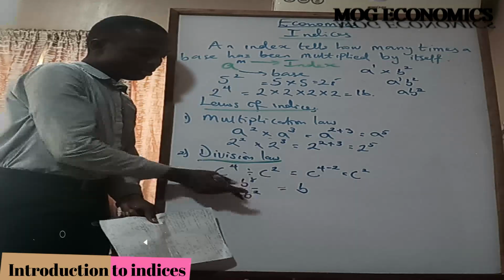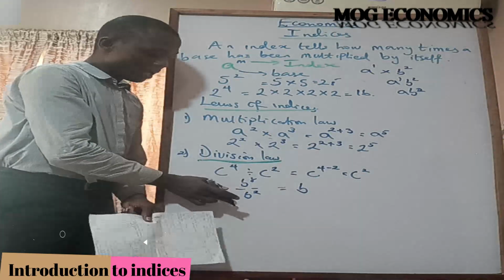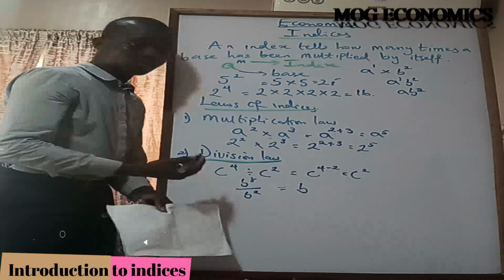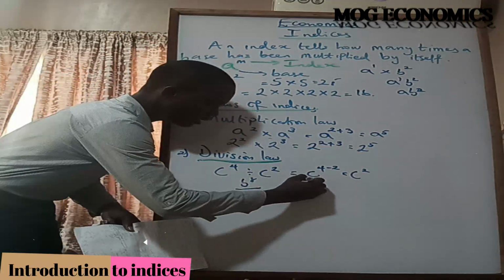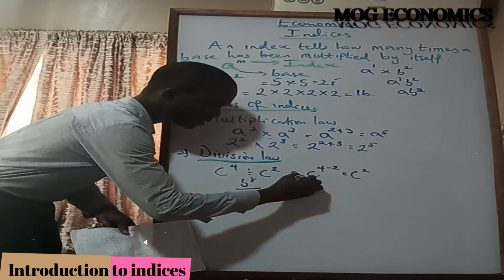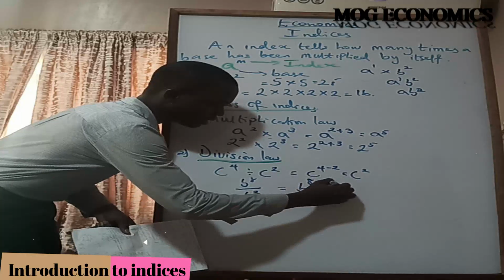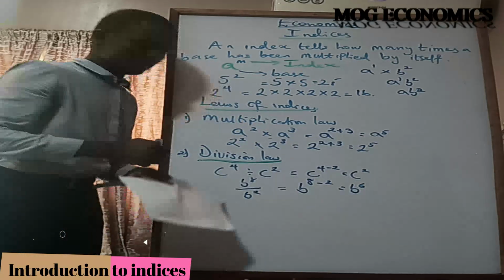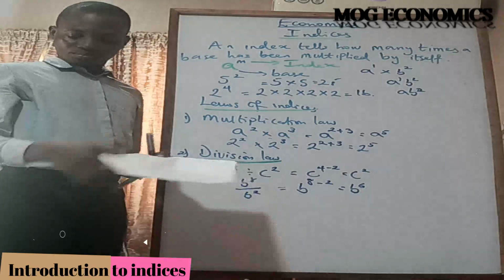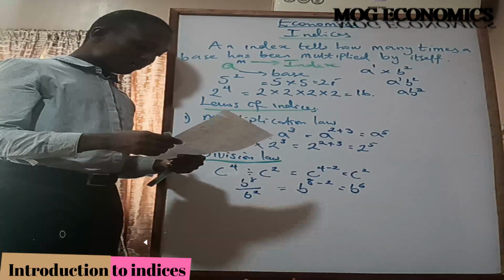I'm writing b because they share the same base of b, and then the division sign here is saying that I just subtract their powers. So b raised to power 8 minus 2 gives me b raised to power 6. It's that simple.